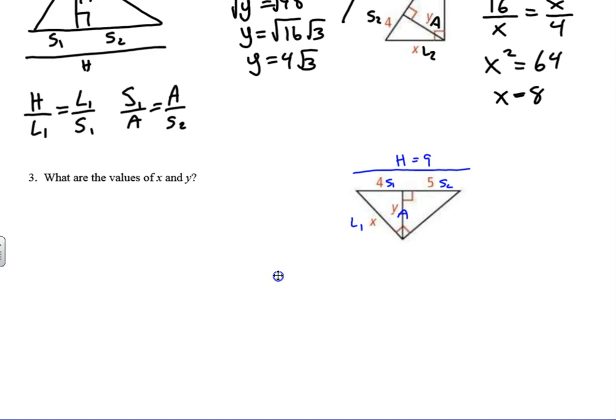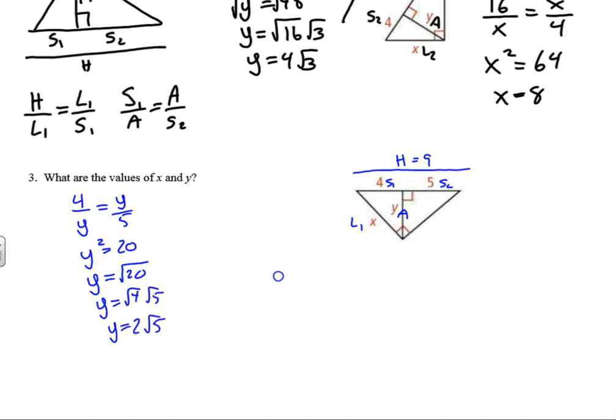So I'm going to do my SAS first, which would be 4 over y equals y over 5. So y squared equals 20. So the square root of 20. Let's simplify that down. It's going to be the square root of 4 times the square root of 5, which would be 2 times the square root of 5.